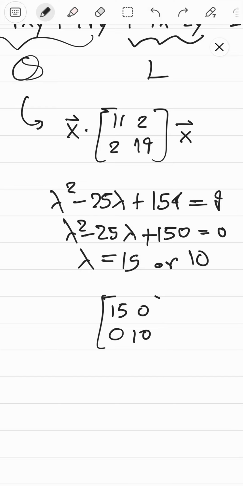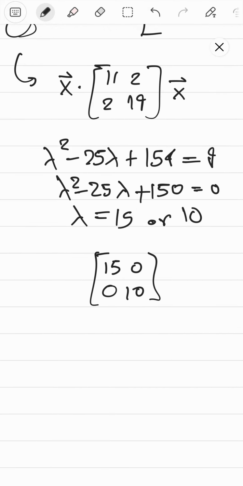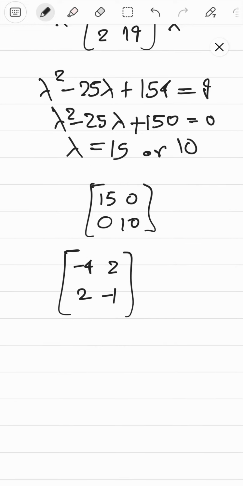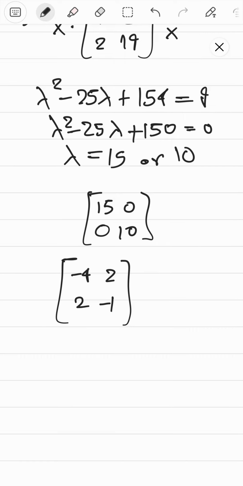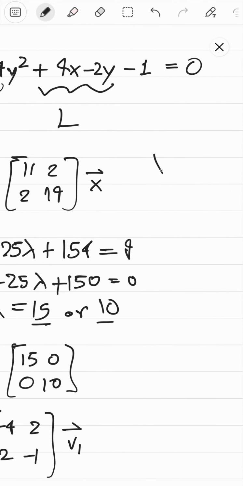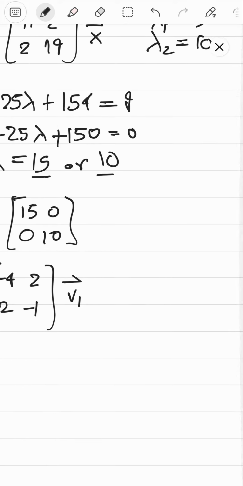Now we need to figure out the eigenvectors first of all. So if lambda is 15, just subtract 15 from both sides, it will just be what? Negative 4, 2, 2, negative 1, right? Okay, let's call this lambda 1, lambda 2, whatever. I should really just write everything down. Lambda 1 is equal to 15, lambda 2 equal to 10. We'll figure out what v1 vector and v2 vector are.